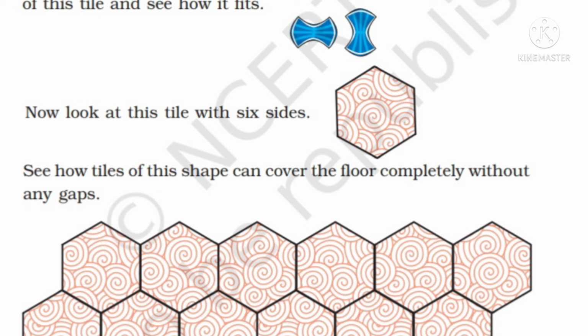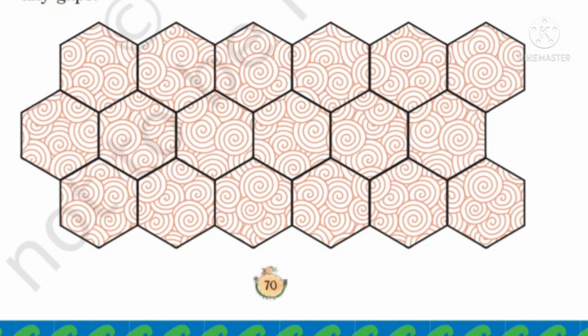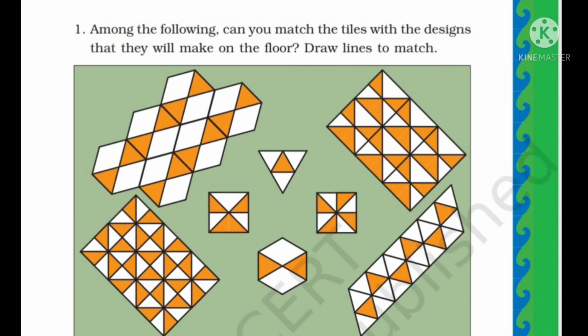Now look at this tile with 6 sides. See how tiles of this shape can cover the floor completely without any gaps. See, 6 sides means it's a hexagon. And the second figure shows how these hexagons are arranged to cover the floor. How is it? Is there any gap in between? No. Yes.